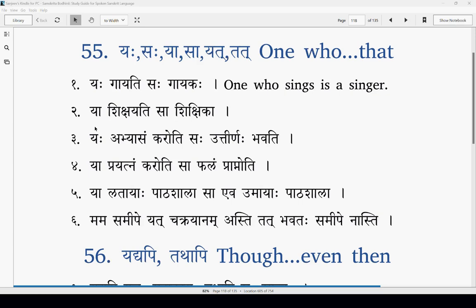Sarvanama is always there, but whether it is a Visheshanam or not depends on how you form the sentence. Yes, it is a Visheshanam because it is describing another noun here. The second one, Ya Shikshati Sa Shikshika. Here, Sa is Visheshanam for Shikshika.